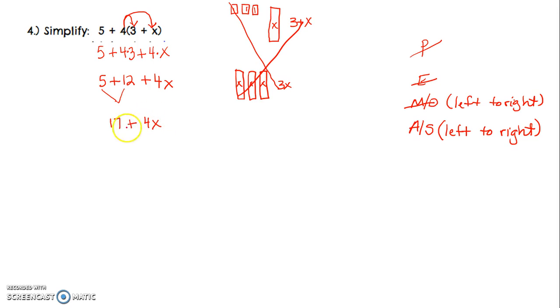This one has an x. This one does not. So visually, this would be 17 little squares plus 4 rectangles. You can't put those together. Those are not like terms. So our final answer would be 17 plus 4x.